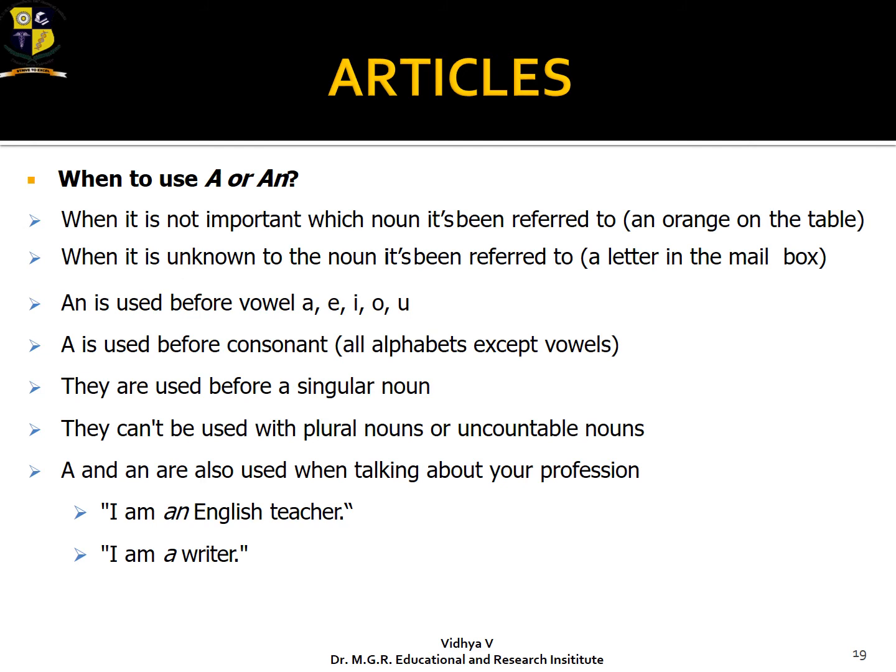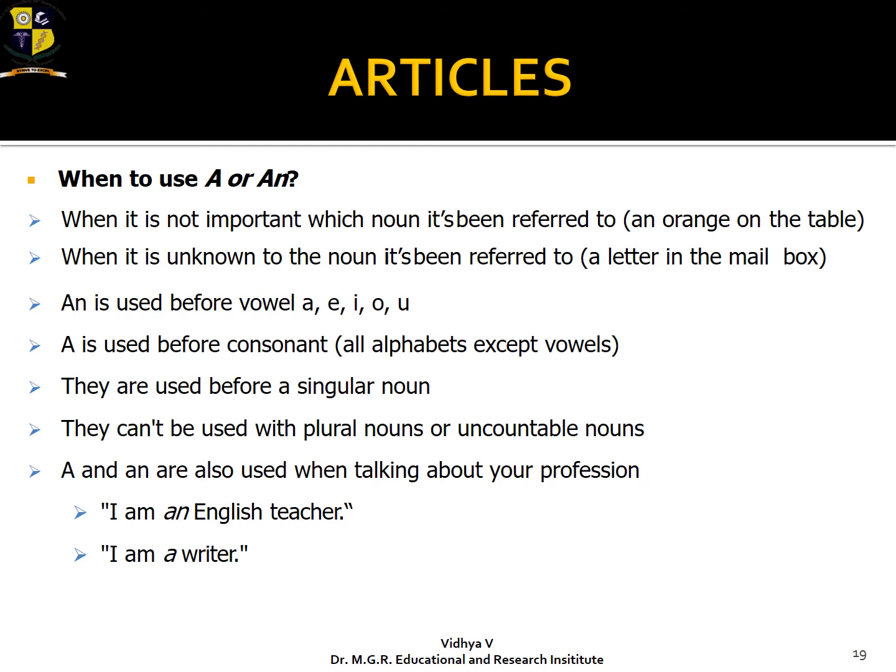So when do we use a or an? When it is not important which noun is being referred to. So an orange on the table, it can be any orange. We're not specifically pointing to one particular orange, so you can say an orange on the table. Also when the noun being referred to is unknown. That is a letter in the mailbox. So it can be any letter, so you can say a.